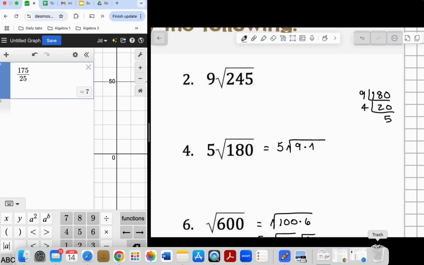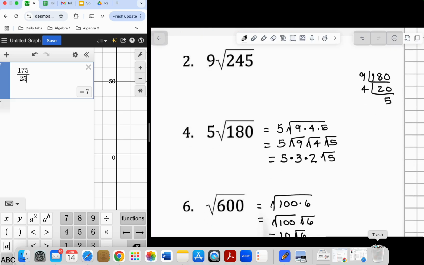So then I know I can write this as 9 times 4 times 5. The square root of 9 is 3. The square root of 4 is 2. And then the square root of 5 doesn't simplify. So that ends up giving me 30 times the square root of 5. So 5 times the square root of 180 simplifies to be 30 times the square root of 5.